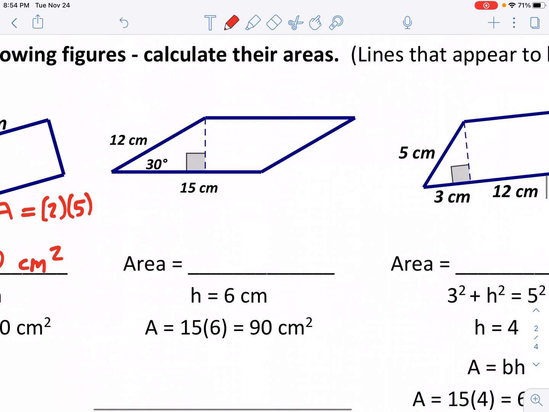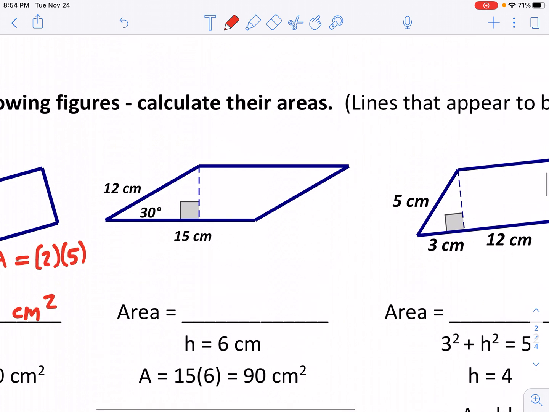Now over here for our parallelogram, it's still base times height, but this guy right here is not the height. Remember, the height has to be perpendicular, form a 90-degree angle with our base. So if we're calling 15 the base, this would be the height of the parallelogram because it forms a 90-degree angle with our base. Now, what we need to do is use the given information in order to determine what that height is.